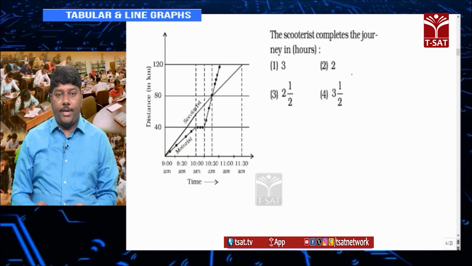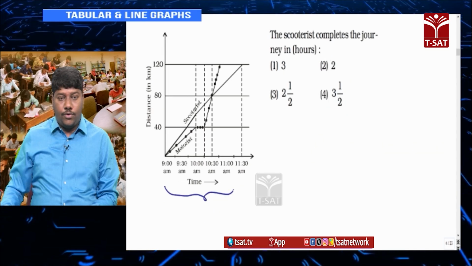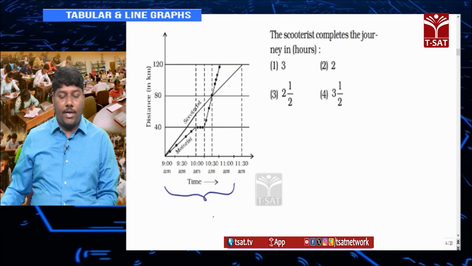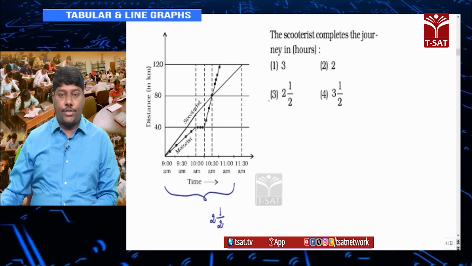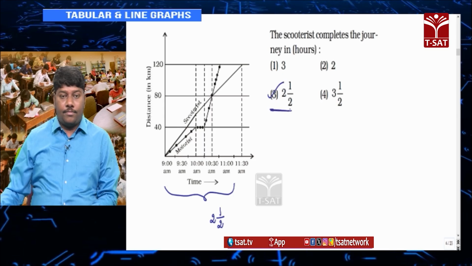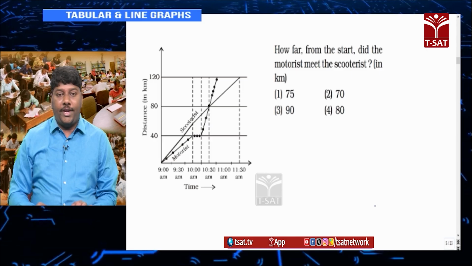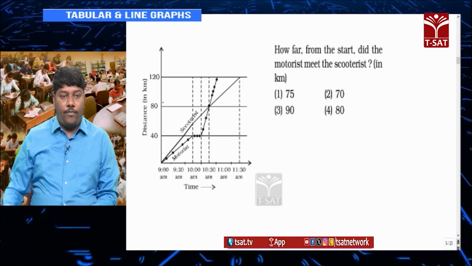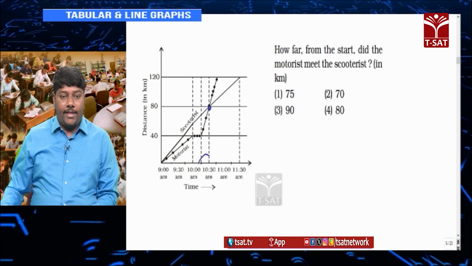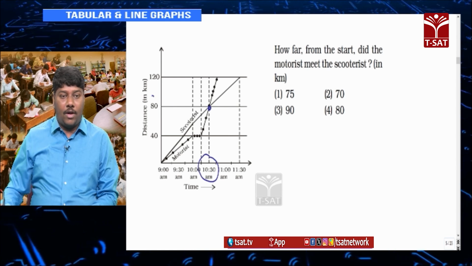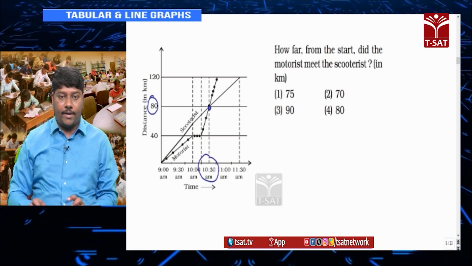The scooterist completes the journey in how many hours? The scooterist completes the journey in 2.5 hours. We just found it. The scooterist completes the journey in just 2.5 hours. How far from the start did the motorist meet the scooterist? How far from the start means when they meet. They met at 10:30 a.m. and they had covered 80 kilometers. Both of them covered 80 kilometers and they met at 10:30.